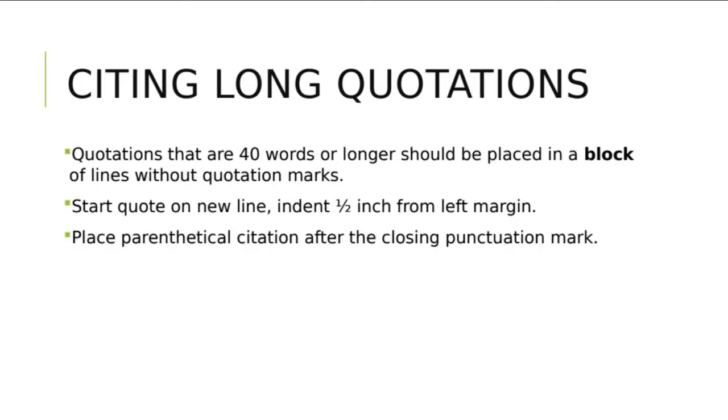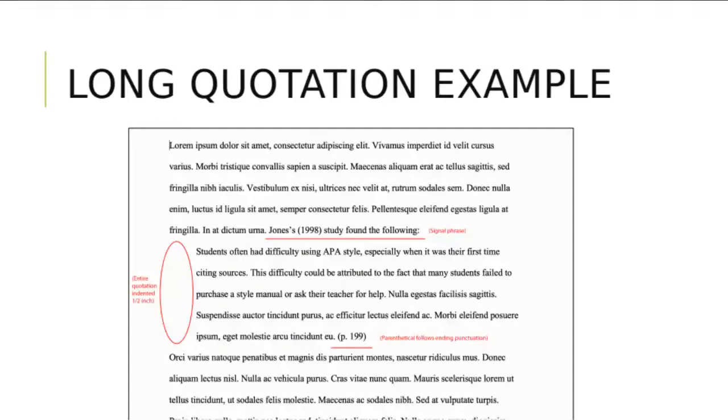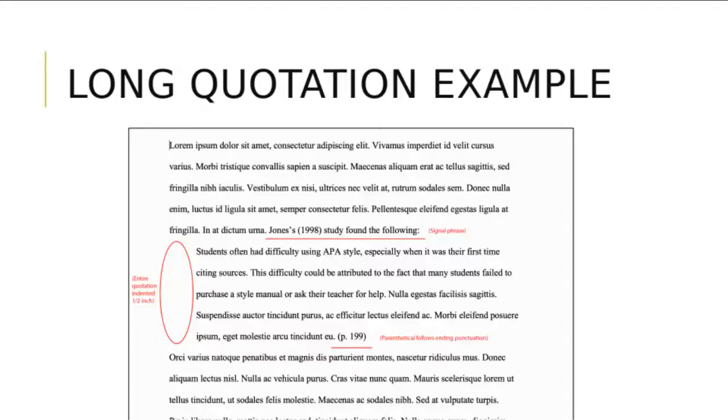And you may be using this more in APA rather than in, let's say, MLA, if you're analyzing a certain thing. Place the parenthetical citation after the closing punctuation mark. So you see right here at the end, we have the page number that it pertains to, and at the beginning is Jones's, we have the year, and that's how you would set it up.